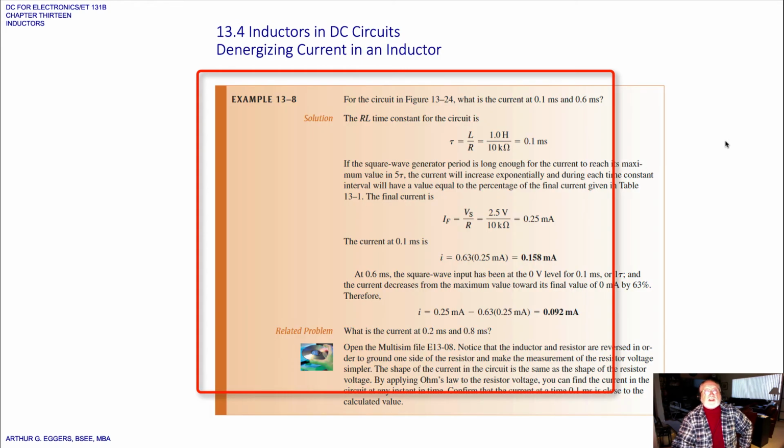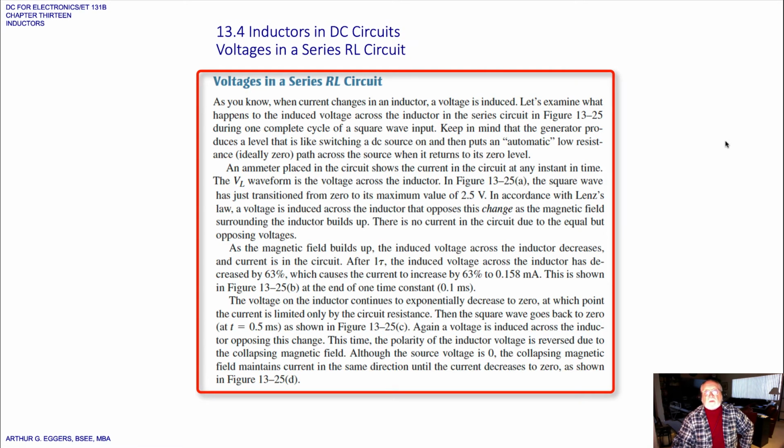Looking at voltages then in an RL circuit, when current changes in an inductor, a voltage is induced. Let's examine then what happens to the induced voltage across the inductor. Keep in mind that the generator produces a level that is like switching a DC source on and then puts an automatic low resistance ideal value of 0 path across the source when it returns to its 0 value.